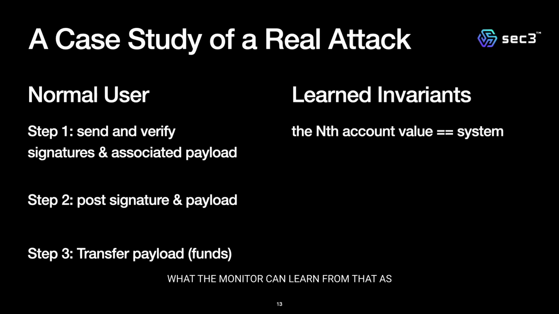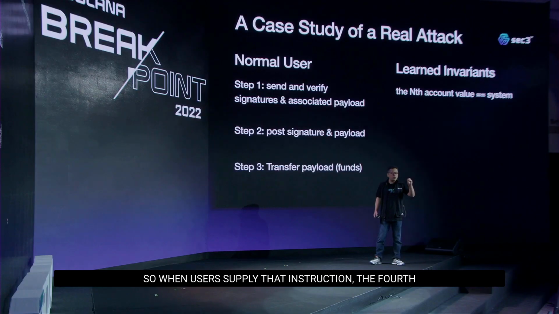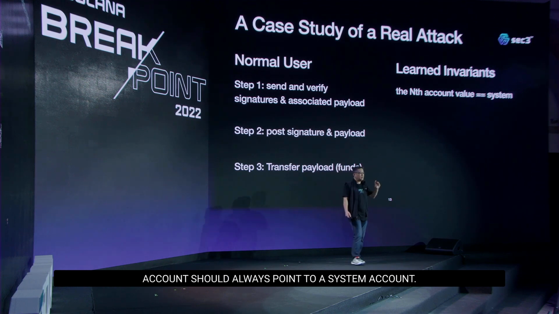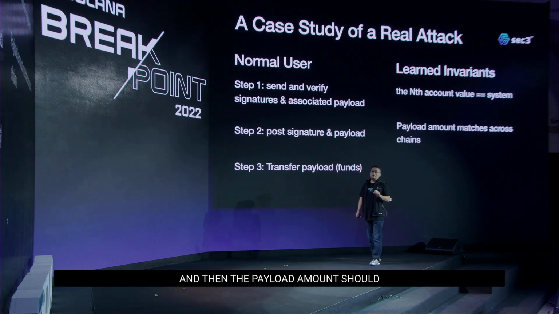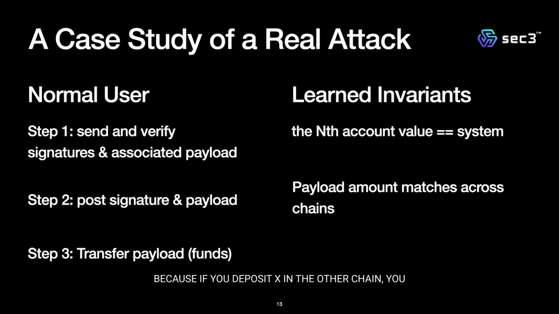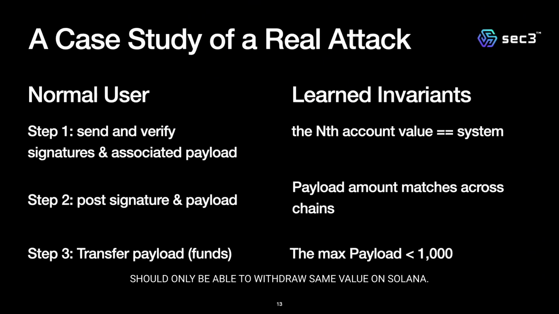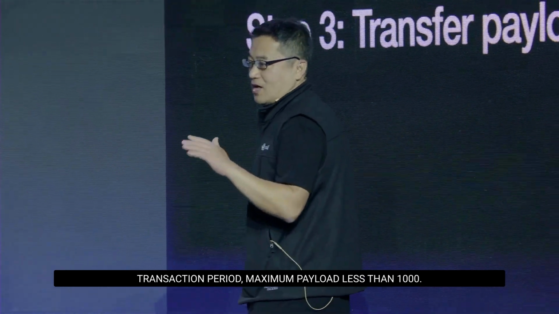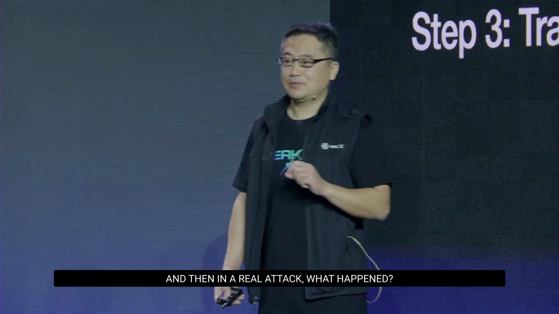What the monitor can learn from that: as the monitor keeps learning from those transactions, first, it learned, even without the source code, that when users supply that instruction, the force account should always point to a system account. And then the payload amount should match the other chain, because if you deposit X in the other chain, you should only be able to withdraw the same value on Solana. Third, even though this is a weaker invariant that we have learned over the transaction period, the maximum payload is less than 1,000. And then in a real attack, what happens?